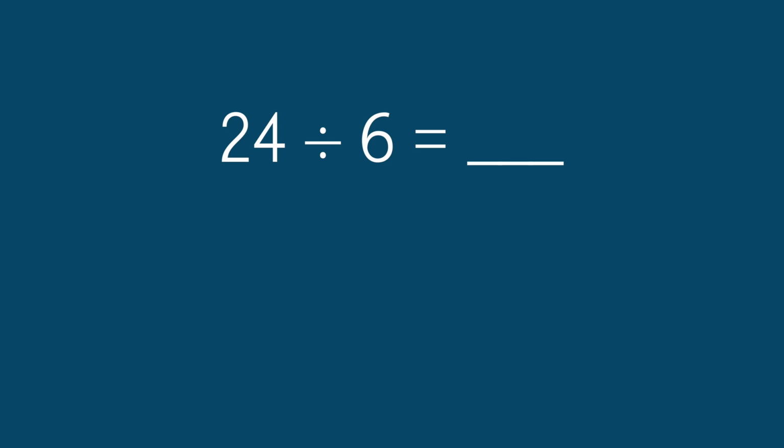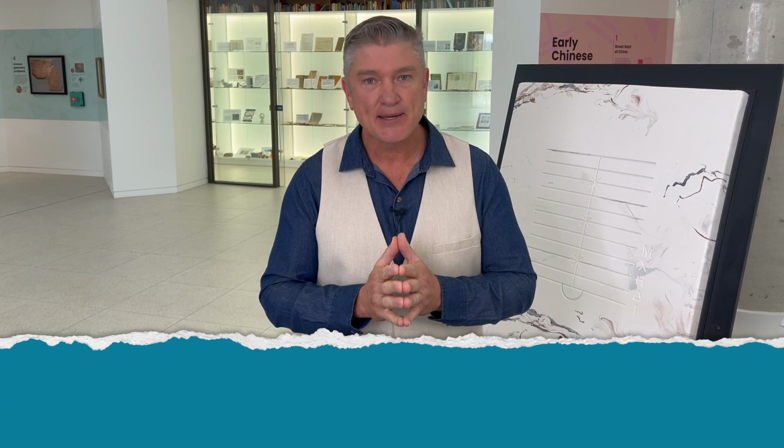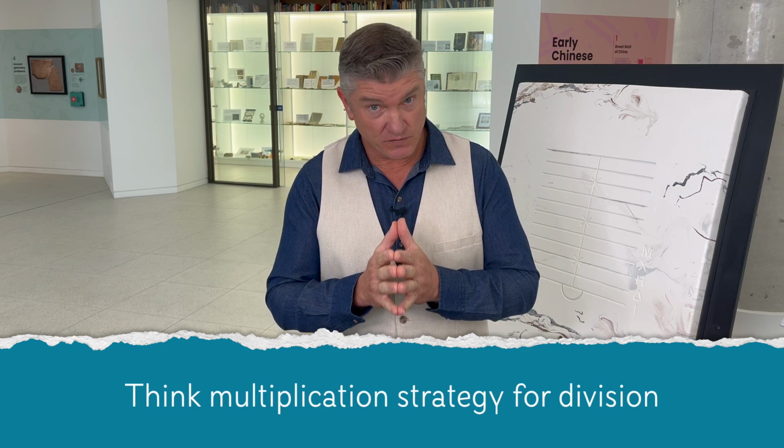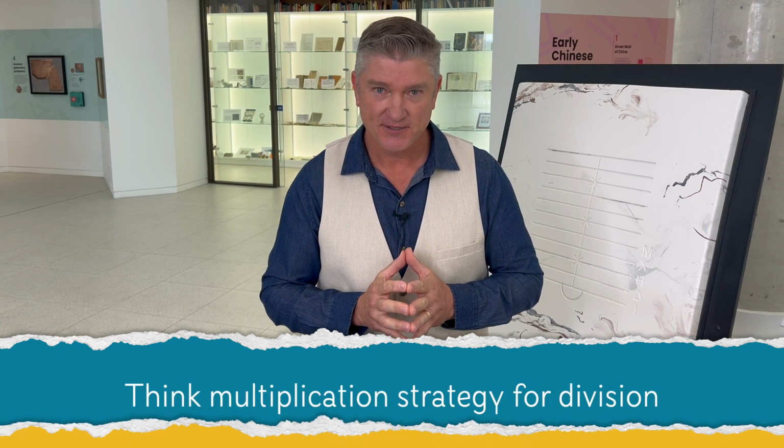Similarly, I can't picture 24 things and divide them into groups of 6, and then count the number of equal groups I made. We need a go-to strategy that your students or child can use that is efficient and accurate regardless of the numbers they encounter. And fortunately, we have one, and it's called the Think Multiplication Strategy for Division. Now, let me show you how we teach this way of thinking.